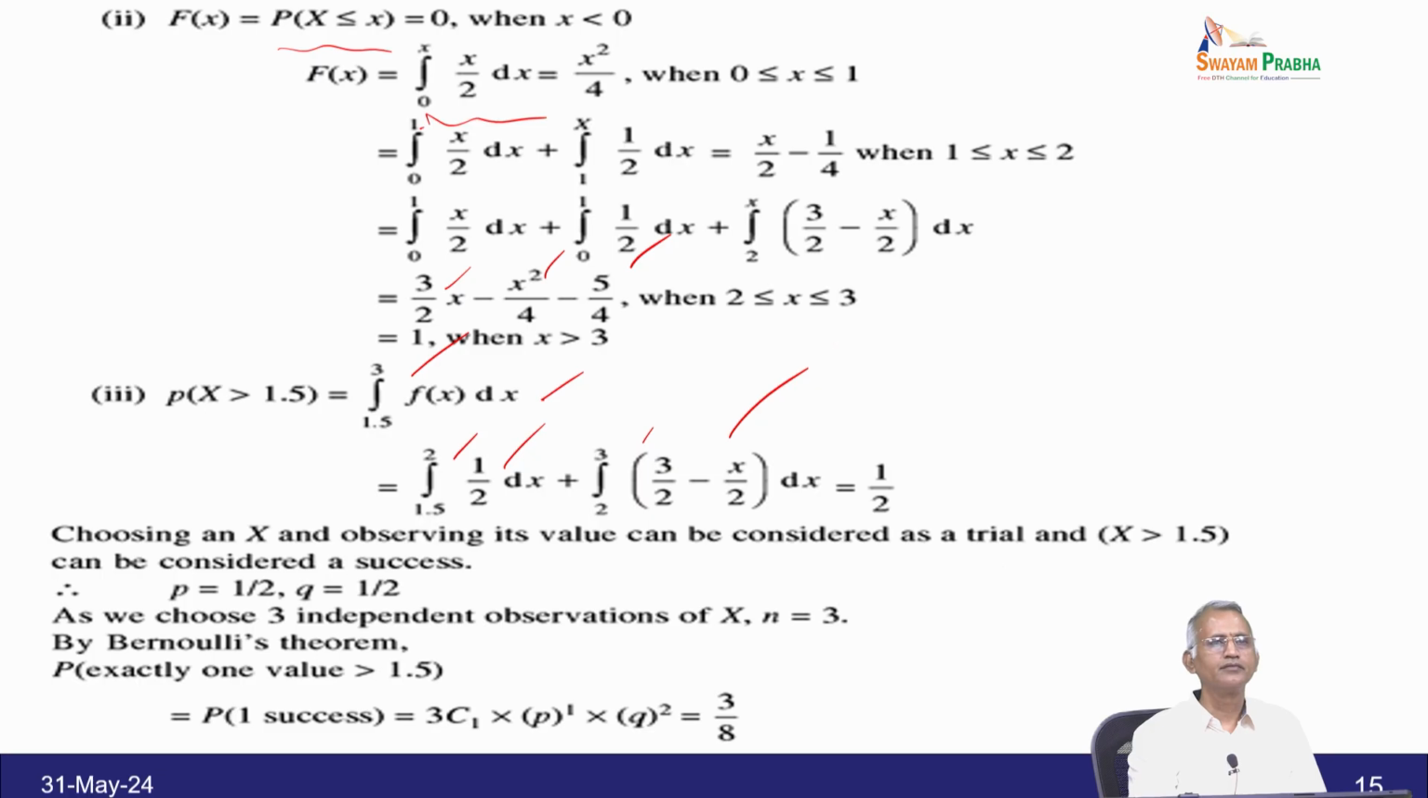Now, choosing an x and observing its value can be considered as a trial, and consider a success with p equal to half, q equal to half. We choose 3 independent observations of x, so n equal to 3. By the Bernoulli theorem, the probability that exactly one value is greater than 1.5 is the probability of one success, equal to 3C1 into p into q square, equal to 3 by 8.